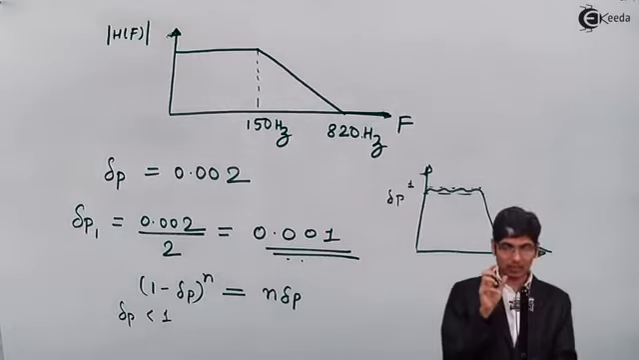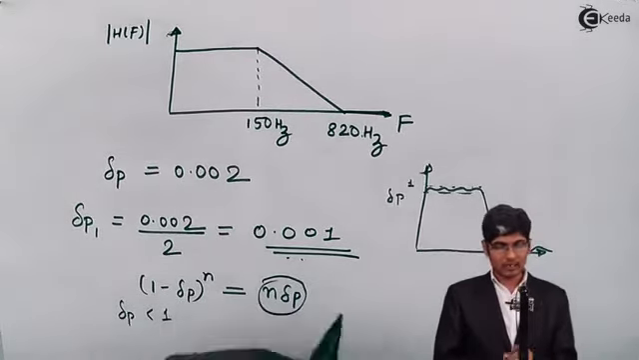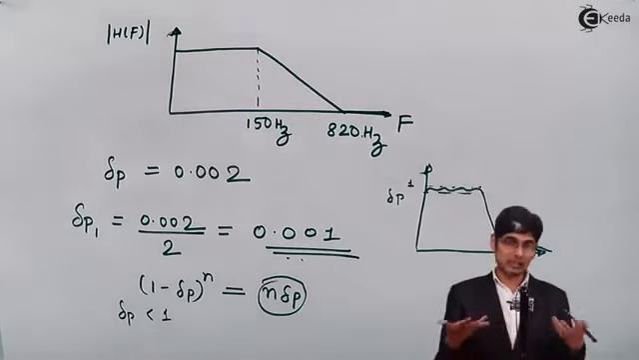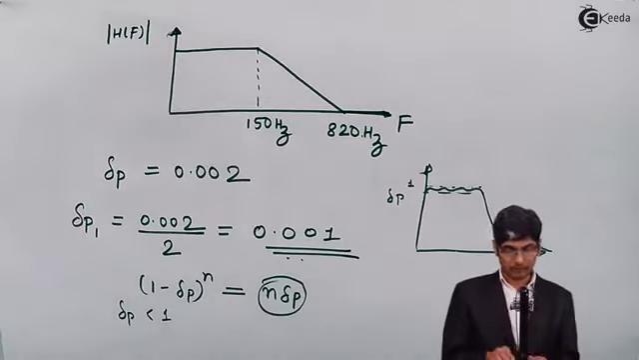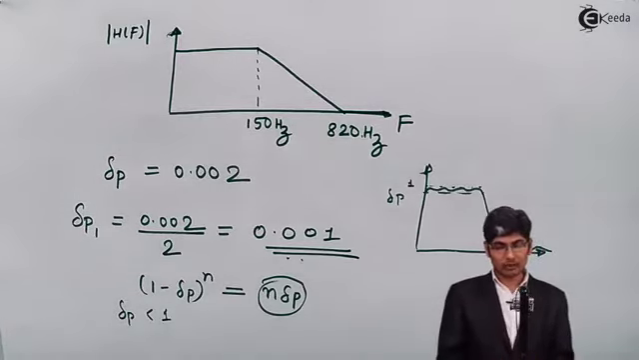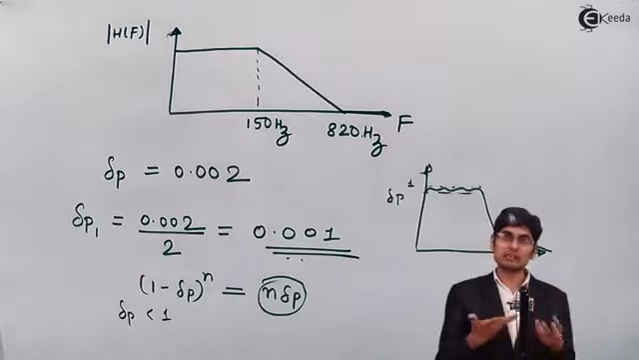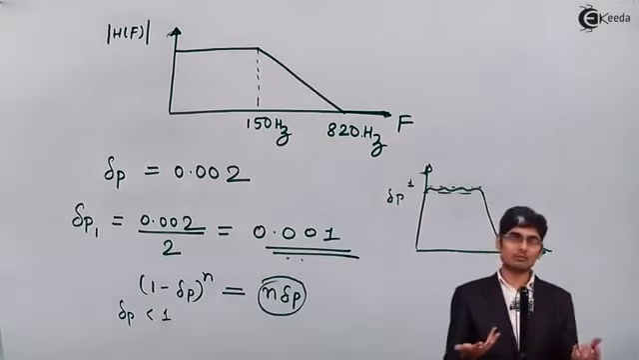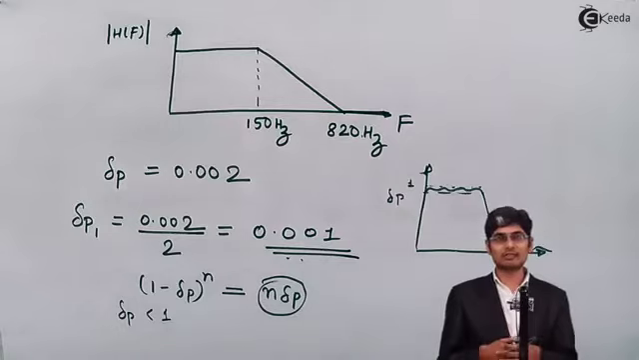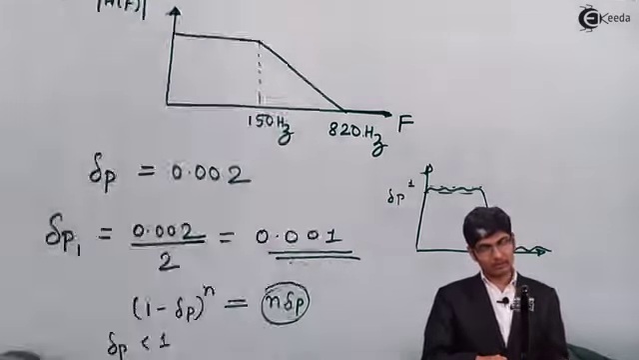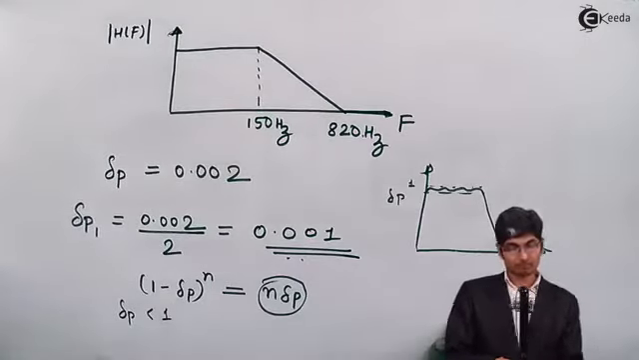So ultimately what really matters is this. My delta P is going to be multiplied, or the ripples will be increased, by a factor of n. To avoid it, because I want the overall to be 0.02, if there are 3 stages, I will divide this by 3. If there are 4 stages, I will divide it by 4. Now there are 2 stages that we have considered, so I will divide it by 2. So delta P1 will be 0.01.